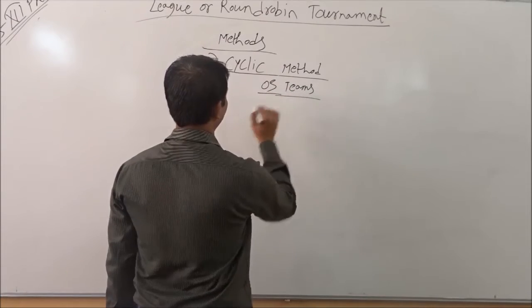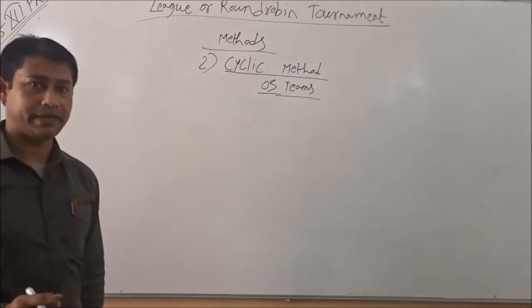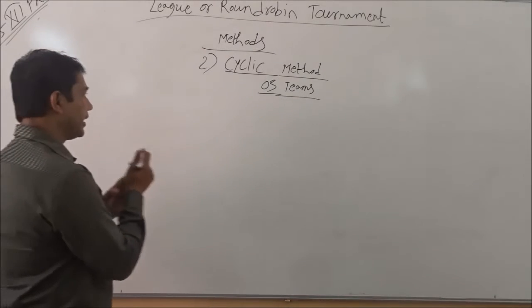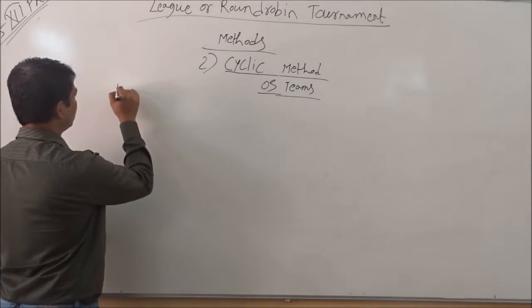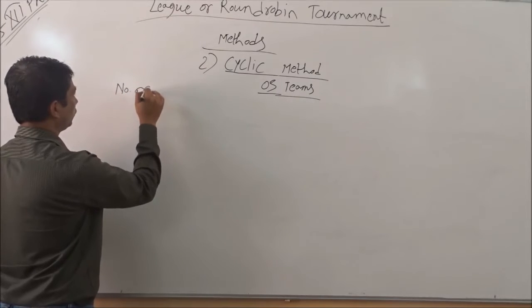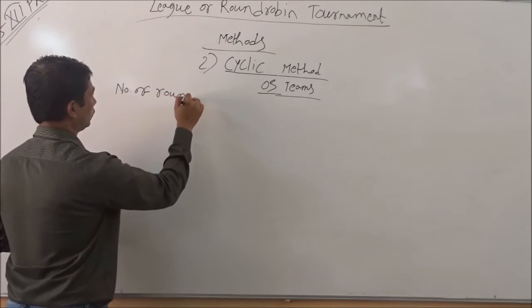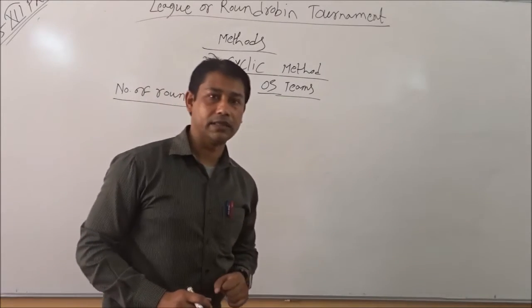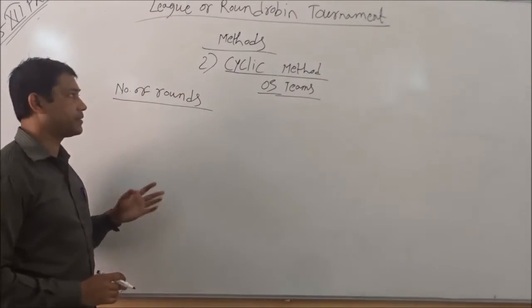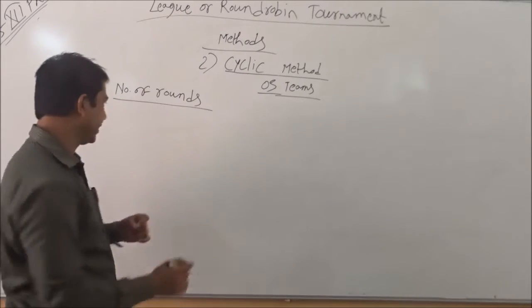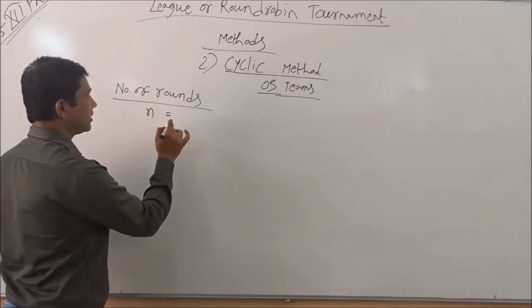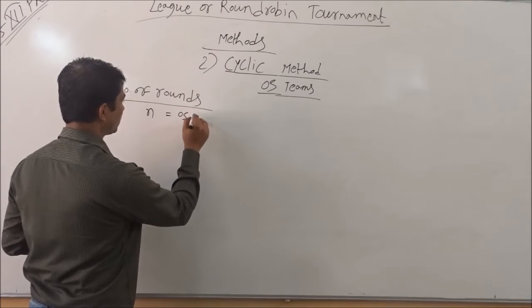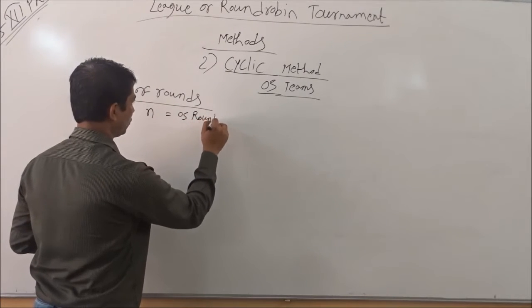Let us take an example of 5 teams participating in a cyclic method. Next, here number of rounds. Since 5 is an odd number, for odd number of teams participating in a cyclic method the number of rounds will be n. N means number of teams participating. So there will be 5 rounds.